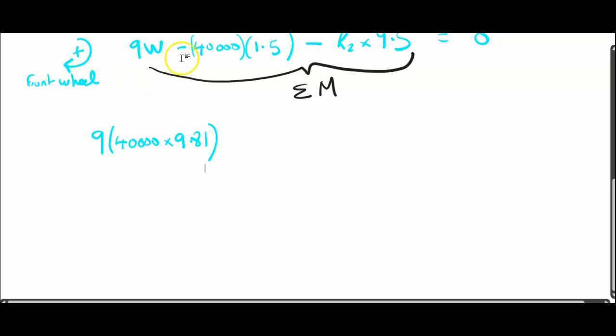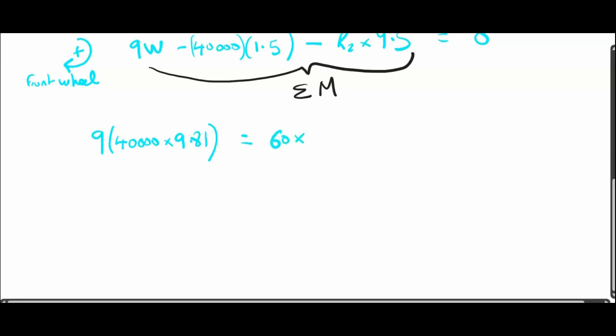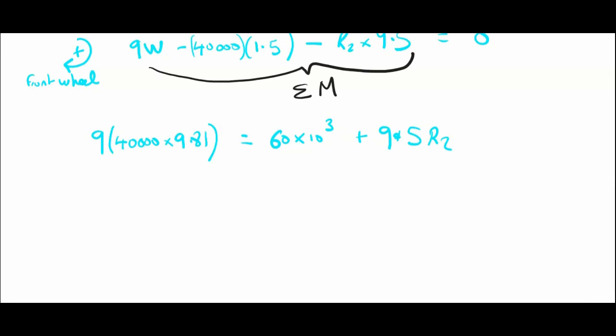And then we can take these minus terms to the other side, so that equals 40,000 times 1.5, well, that's 1.5 lots of 40, which is 60, so that's going to be 60,000. I could write that as 60 times 10 to the 3. And then also we've got plus 9.5 R2. Okay, so we can work all that out.